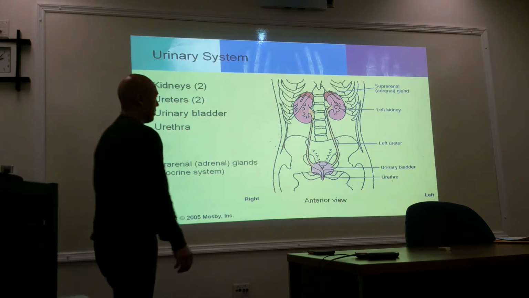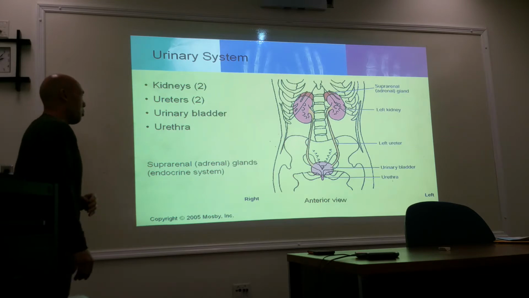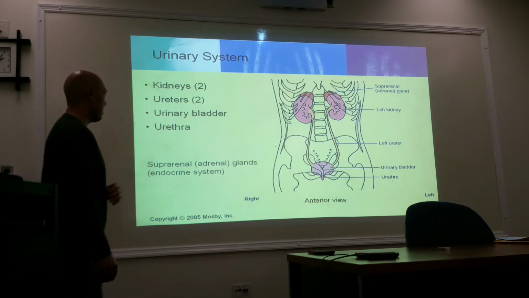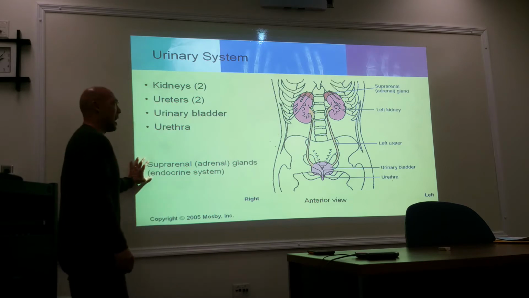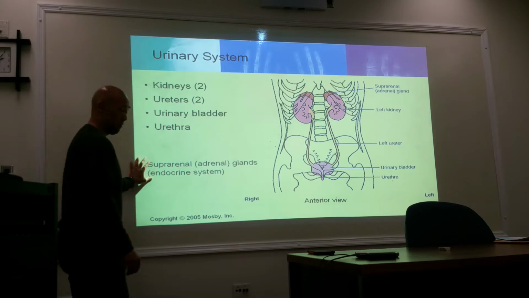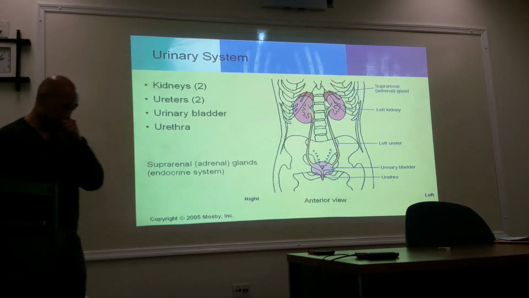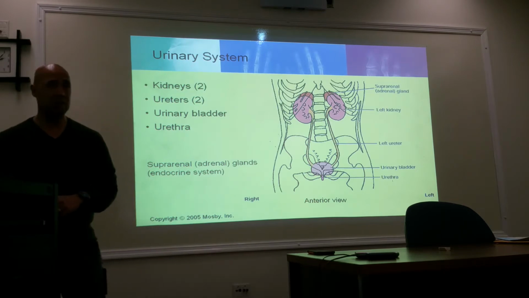So the urinary system consists of 2 kidneys, 2 ureters, 1 urinary bladder, and 1 urethra. We have the suprarenal or adrenal glands, located above the kidneys, but they're not part of the urinary system. Excuse me, they're part of the endocrine system. Okay? Any questions so far?